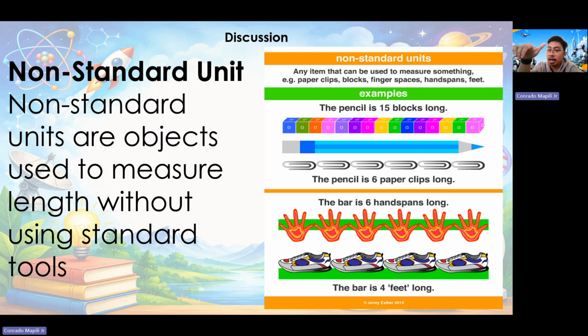So dangkal, ganyan, open hand. And dipa, the span of an outstretched hand. So if you spread your hands wide, that is an example of measurement that they used in the early times. So these are now examples of non-standard units.